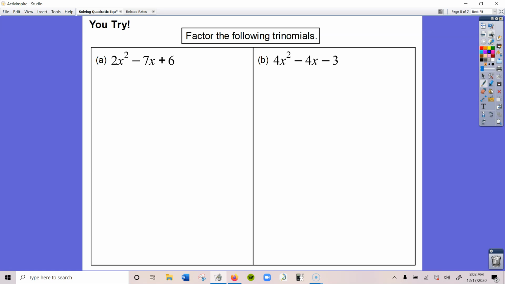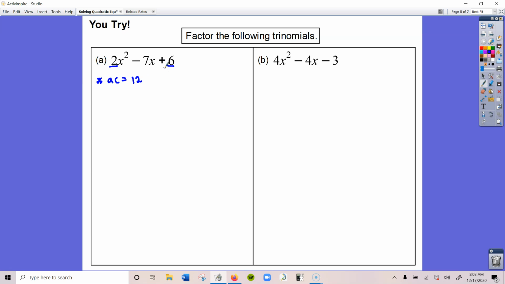Here we have 2x squared minus 7x plus 6. Again, the 2 in front of the x squared is the problem. And if I could divide it from every term and factor it out, I would. But 7 is not divisible by 2. So therefore, this is an example of where I would have to use the AC method. Remembering that A is the 2 and C is 6. So we would do 2 times 6, which is 12.